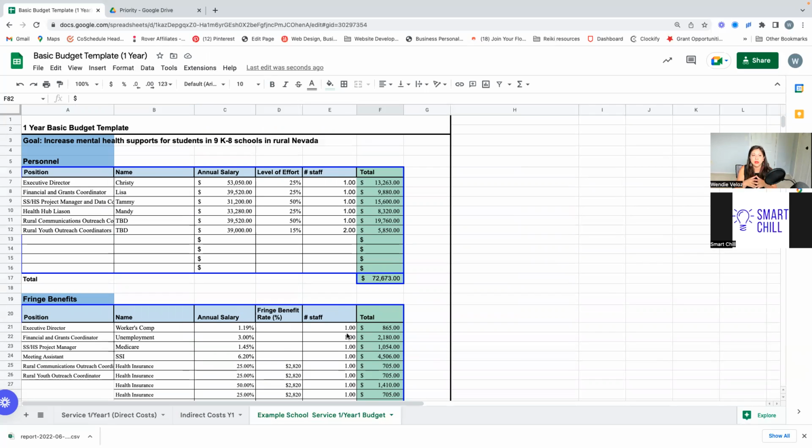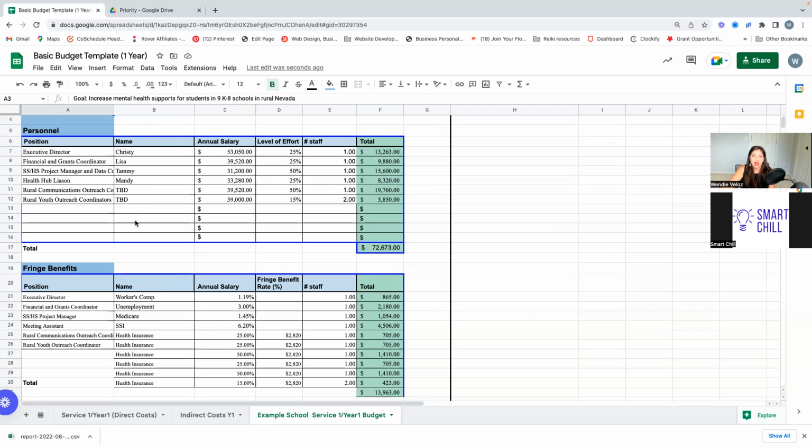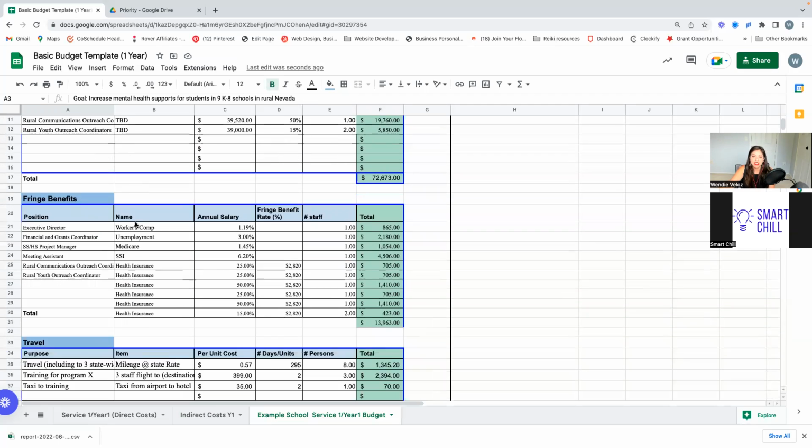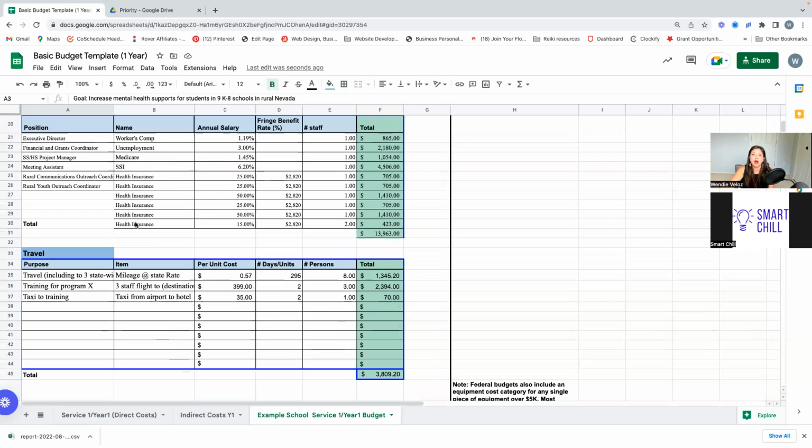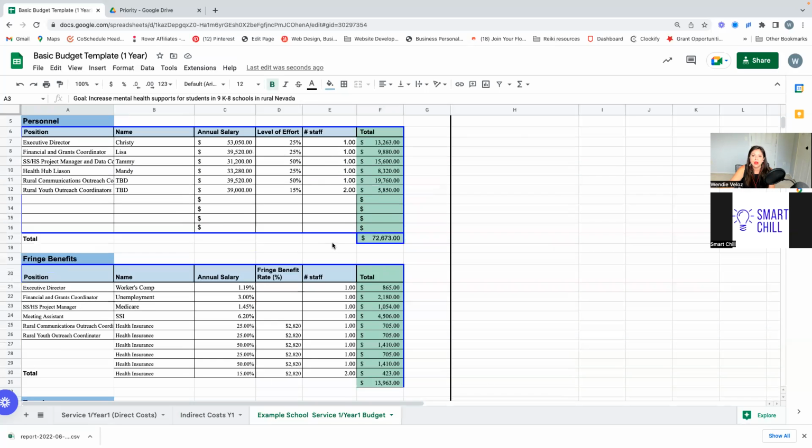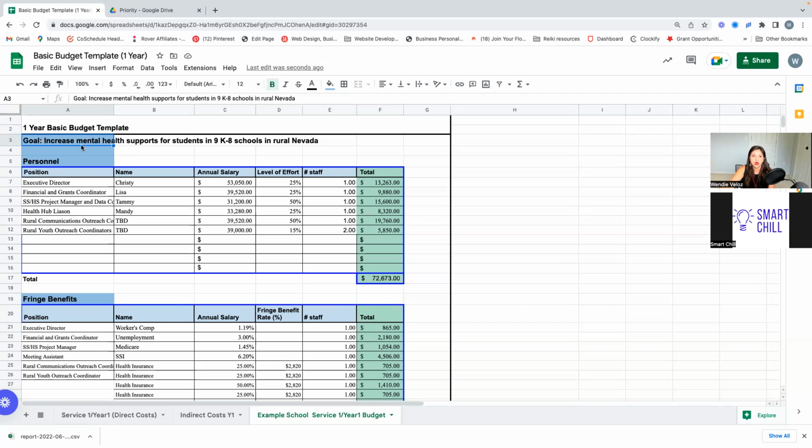And the other part I wanted to mention is that this example budget, our goal is to increase mental health supports for students in K through 12 schools in rural Nevada. So we've scaled it for that many schools, for the location, which is rural Nevada, and for the population we want to serve, which is young people in kindergarten through 8th grade, enrolled in schools, right? So I've already answered, even with just this goal statement, several of the questions that we had earlier in the session about what is the purpose of this budget and who are we serving.